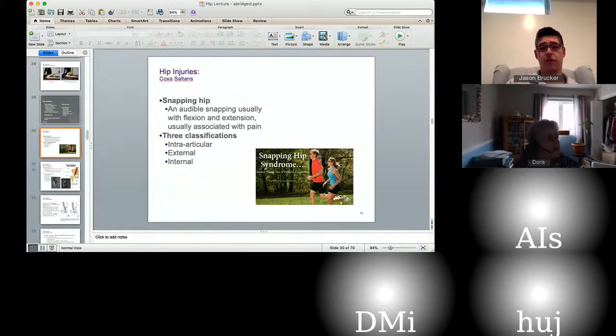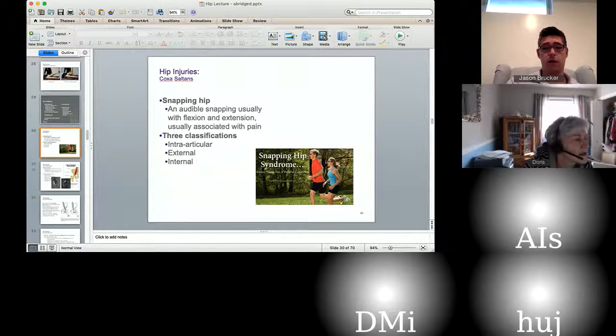There are 3 classifications. An internal snapping hip, which is the iliopsoas tendon, external snapping hip, which is the tensor fasciae latae, and intra-articular, which is various pathologies.